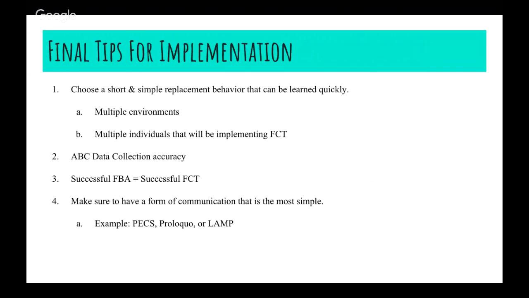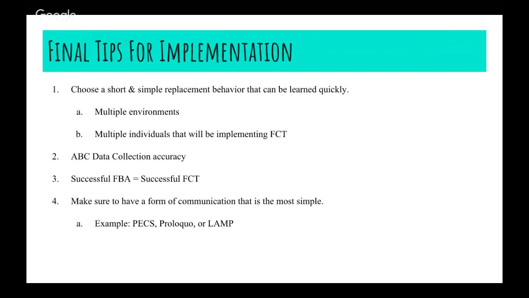Final tips for implementation. Choose a short and simple replacement behavior that can be learned quickly. Multiple environments, like I said before, having it at home and in the school is also important. We want to make sure that the kids can generalize that the replacement behavior is needed everywhere that it's appropriate, to not go into that interfering behavior. Multiple individuals will be implementing the FCT. So like I said, parents, the therapists, the teachers, they will all be learning this. So they will be able to implement it correctly.